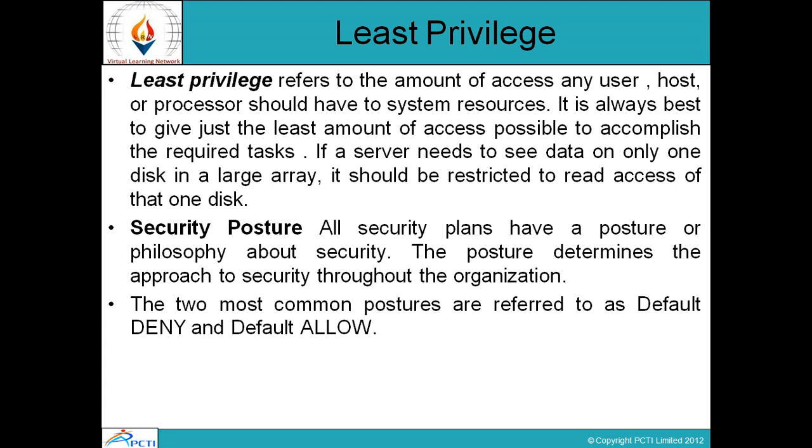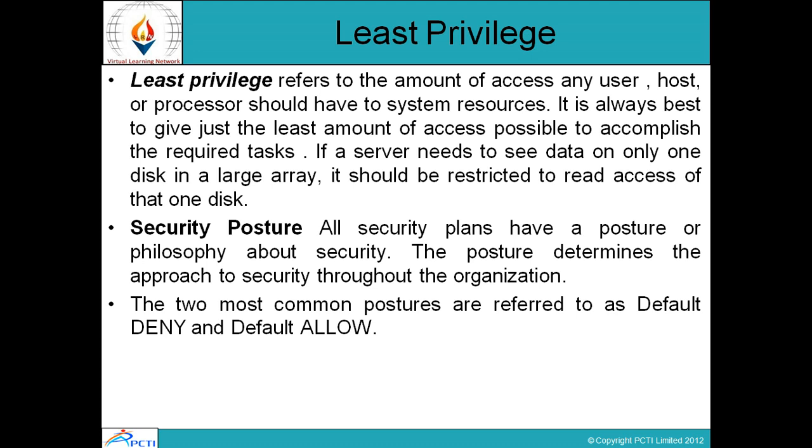That is the way through which the user can interact with the system resources. So it is the security posture. All security plans have a posture or philosophy about security. The posture determines the approach to security throughout the organization. The two most common postures are default deny and default allow.